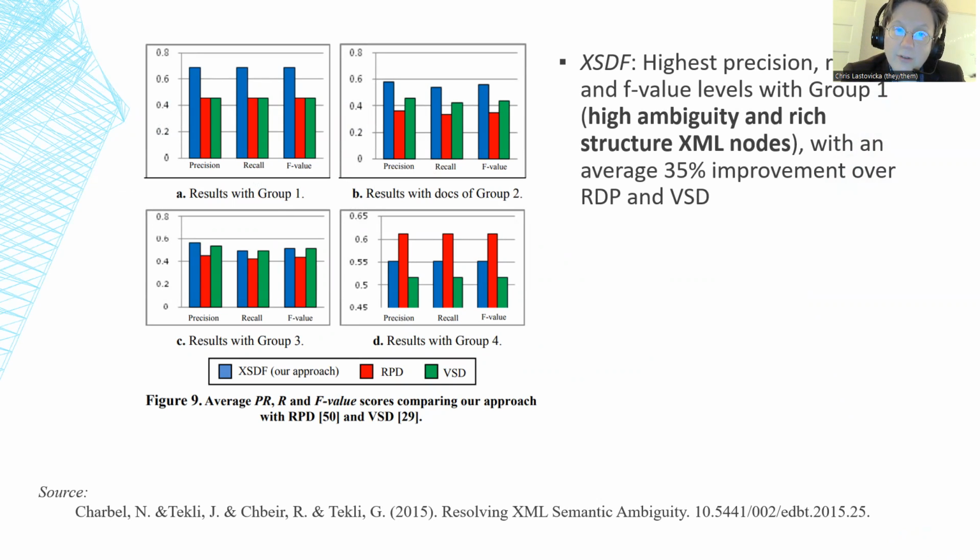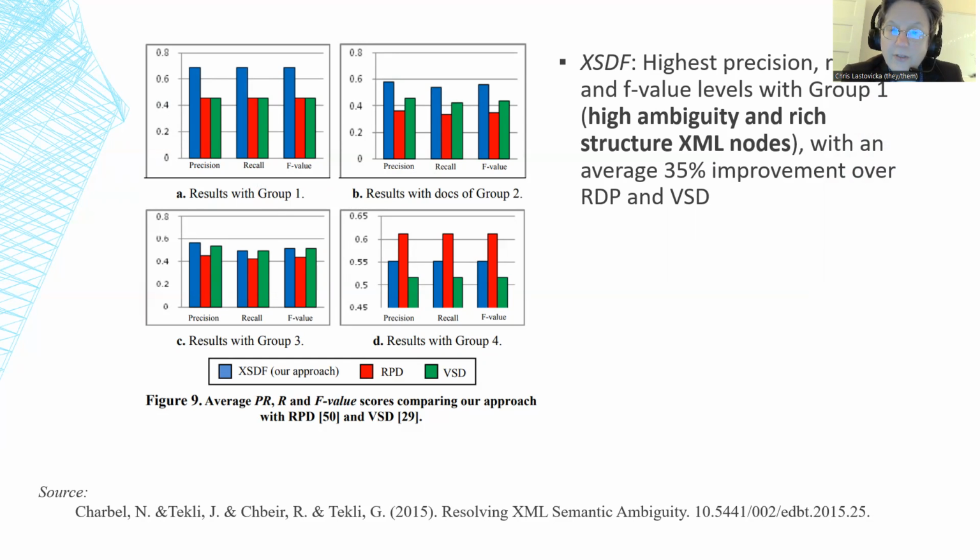is very obviously has the highest F values, highest precision, highest recall compared to the other 2 frameworks. But then if you look at the bottom right, RPD, which is red, does the best. So what is the difference?